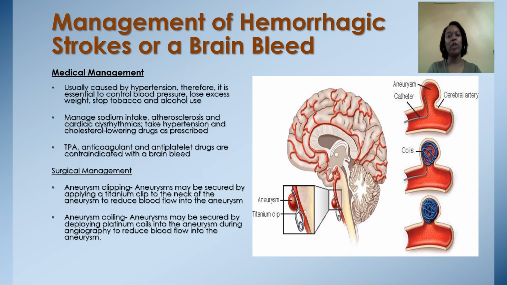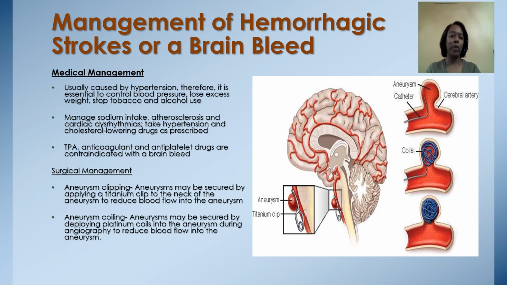Management of a hemorrhagic stroke or a brain bleed. So the management of hemorrhagic stroke is very similar to ischemic stroke with a few exceptions. So the control of the patient's blood pressure, weight loss, stopping the use of illicit drugs, alcohol, tobacco, managing their sodium intake, compliance with cholesterol-lowering medications, as well as antiarrhythmic drugs and antihypertensive drugs are necessary as well.